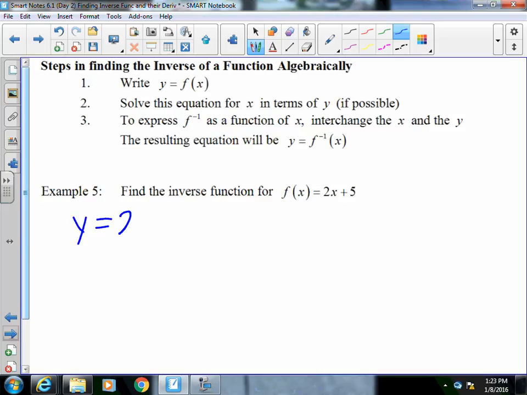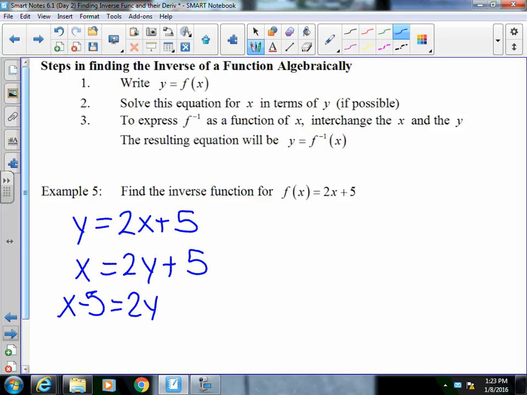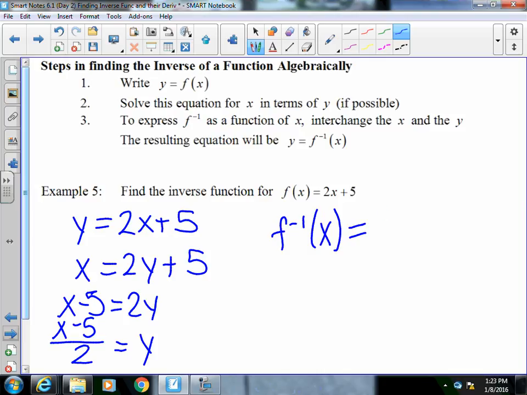We know our function is y equals 2x plus 5. I think the easiest way is to switch your x and your y and solve for y. So x minus 5 equals 2y. Y ends up equaling x minus 5 over 2. Rewrite that. X minus 5 over 2. So, instead of y, make sure you label your work f inverse of x equals x minus 5 over 2.